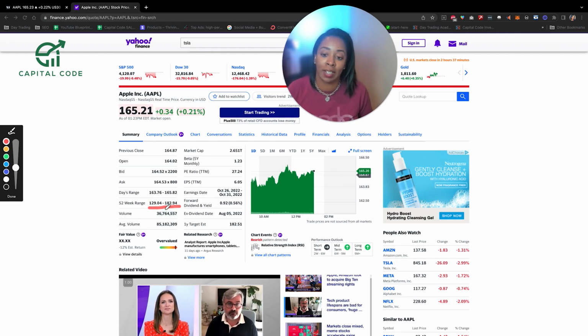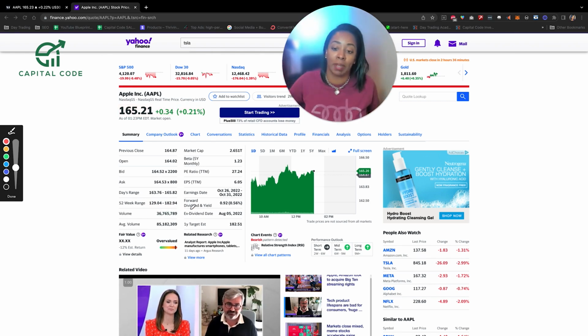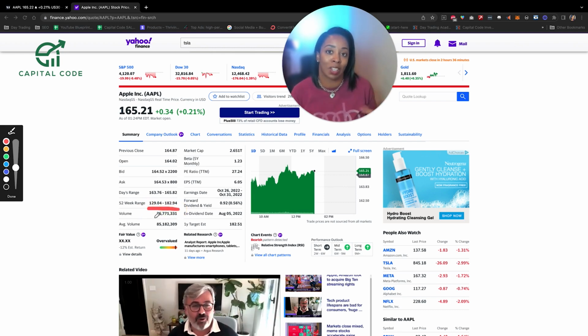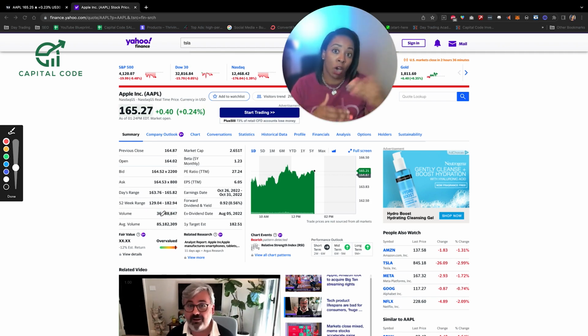So 129 and 182, if we're just going to round up, this is basically a $50 spread. So over the past 52 weeks, it's been pretty much trading between these two prices, and those two prices are about $50 apart. So it's really helpful to know. If you bought at or around the low, your money has increased by almost $50 per share, which is pretty awesome.